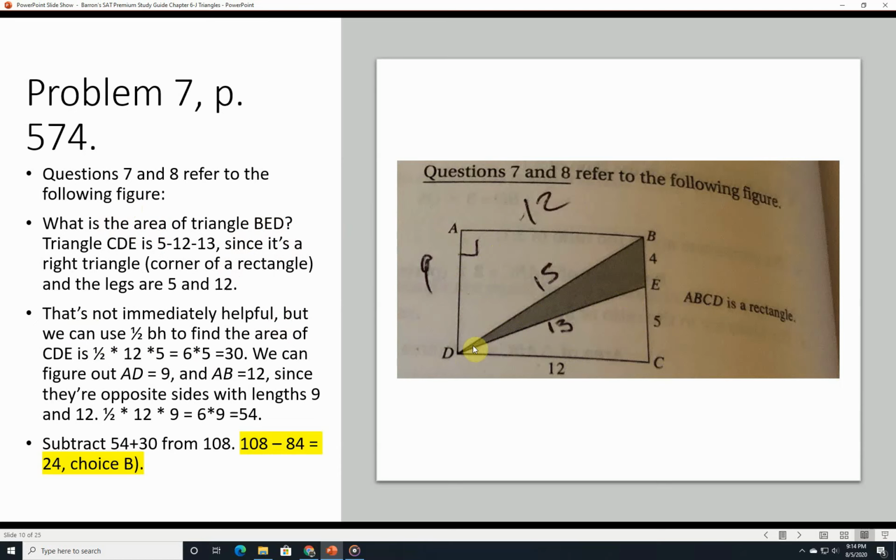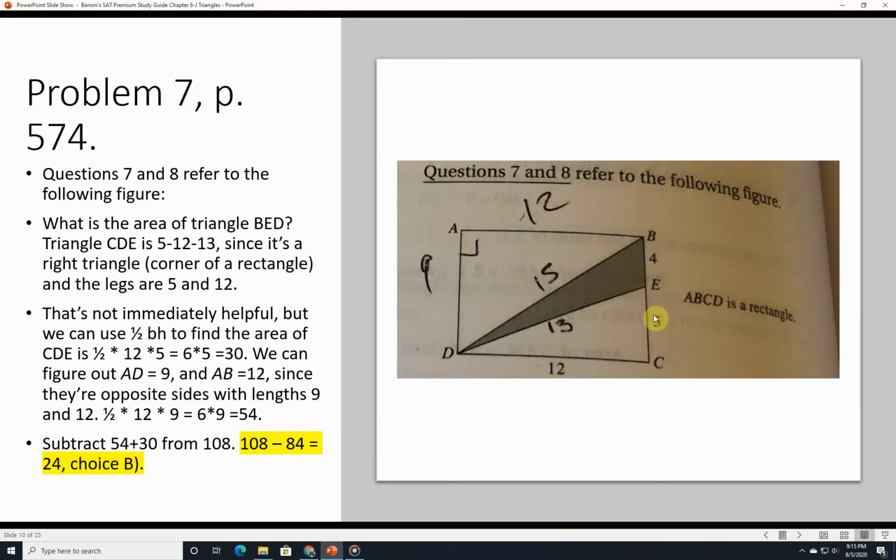Okay, so what you do with things like that is you figure out the area of the entire figure, which is easy. It's 5, here's 4, here's 5, so this side is 9, which means this opposite side is also 9. This is 12, which means this is 12. So you just multiply 12 times 9. Easy enough, you just get 108. So it's 108, and then we have to subtract this versus this.